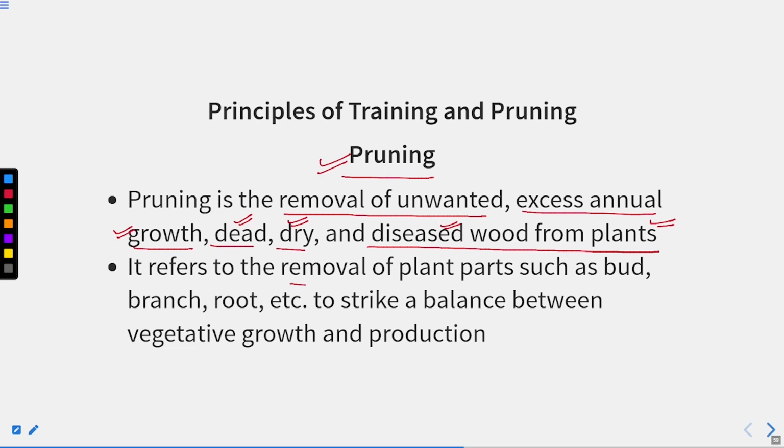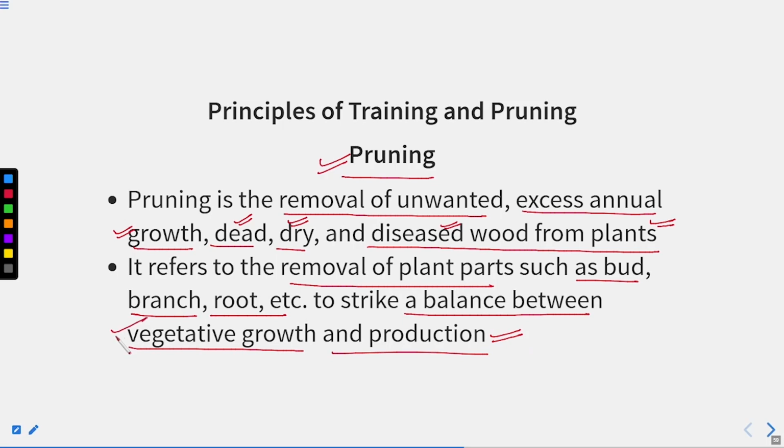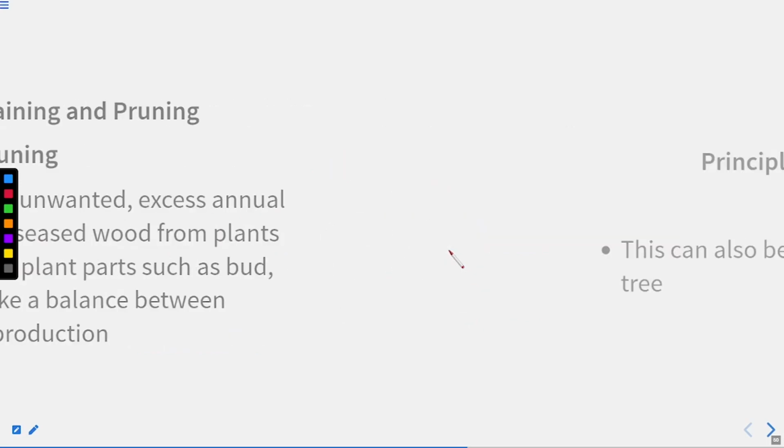It refers to the removal of plant parts such as bud, branch, root, etc. to strike a balance between the vegetative growth and production. So sometimes we have to remove the branching, root and bud so that the plant could have proper vegetative growth and it can increase the production of the plant. So this pruning is very important.